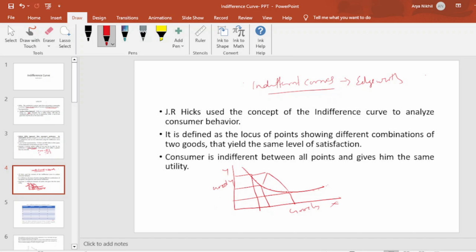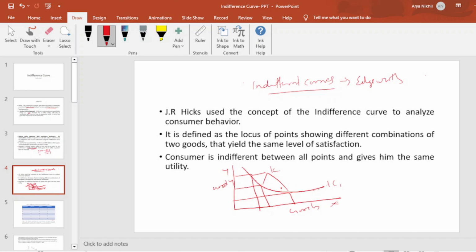So any combination of goods the consumer takes from this particular curve, or these points, gives him the same satisfaction. So he will consume at this point or this combination of goods, all these combinations of goods on this IC1 curve give him the same level of satisfaction. So whether it is this point, this point or this point, I get the same level of satisfaction.